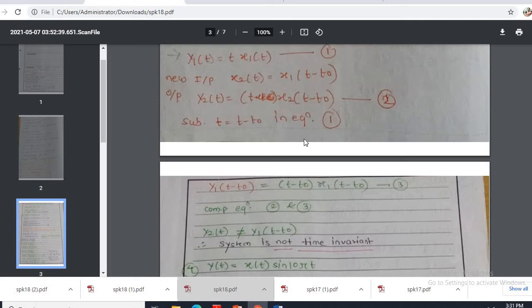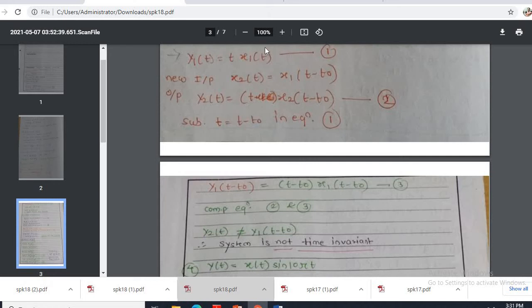And therefore in this equation and this equation, here only the input is getting shifted. But here the output is also getting shifted, in accordance with this t term, which has also become t minus t0. So instead of t, it is t minus t0. And therefore these two are not equal. Equation number 2 and 3 are not equal, and our system is not time invariant.